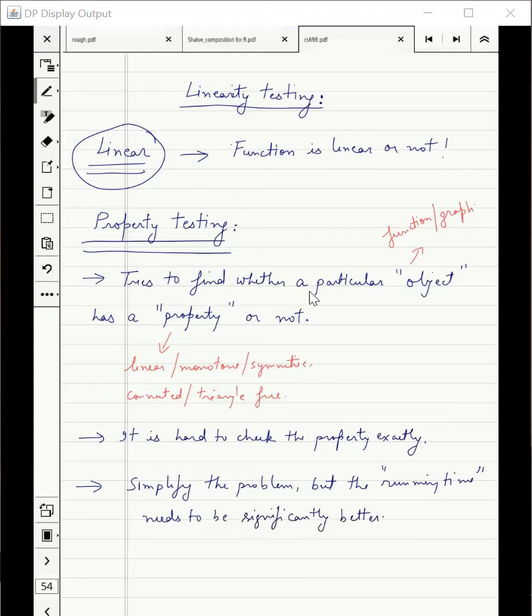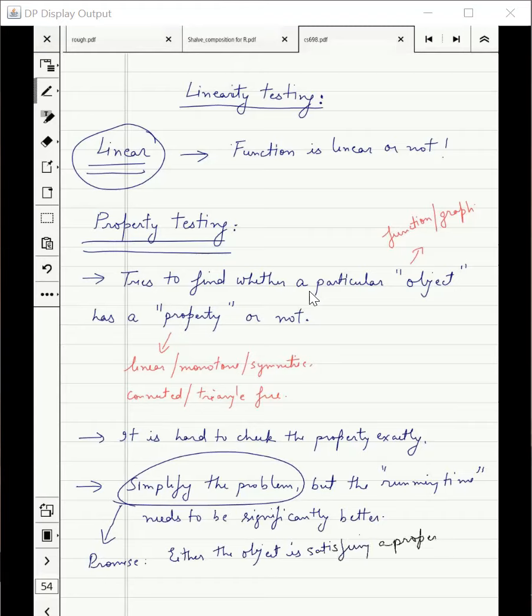What is simplifying the problem? You will be given the promise that either the object is satisfying a property or far away from the property.